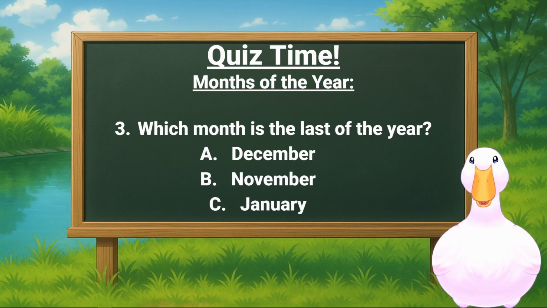Question 3. Which month is the last of the year? Is it A, December, B, November, or C, January? That's right, it's A, December.